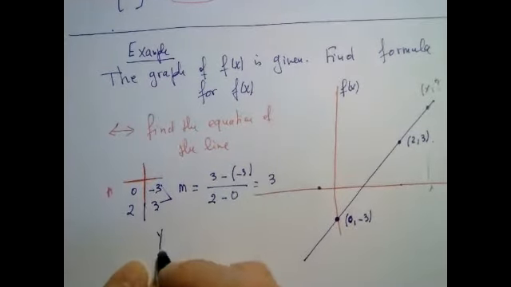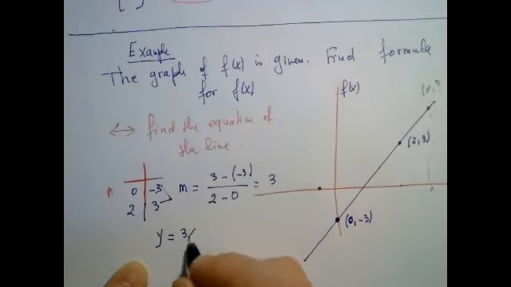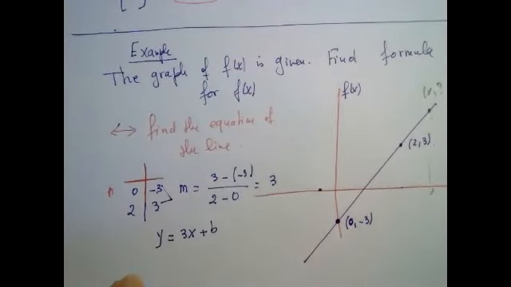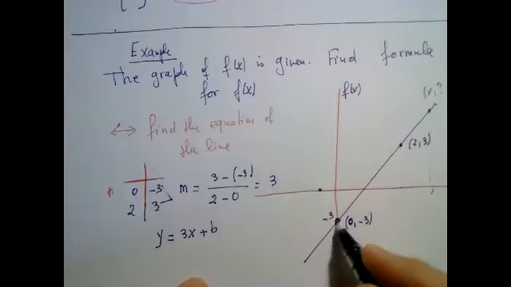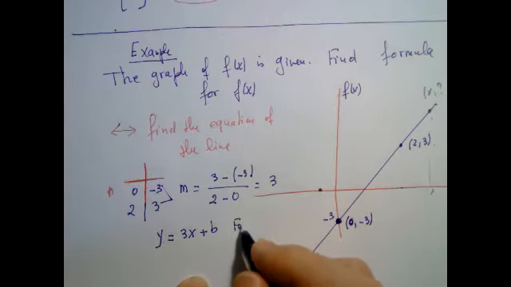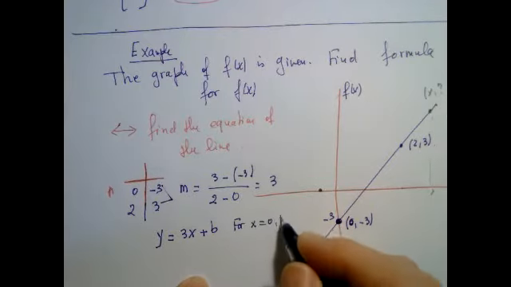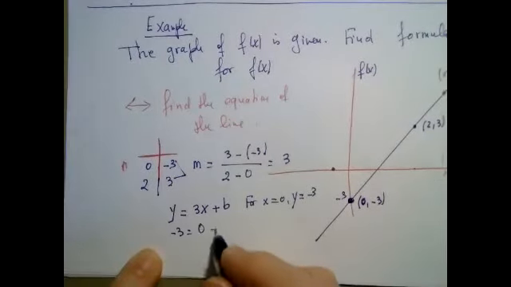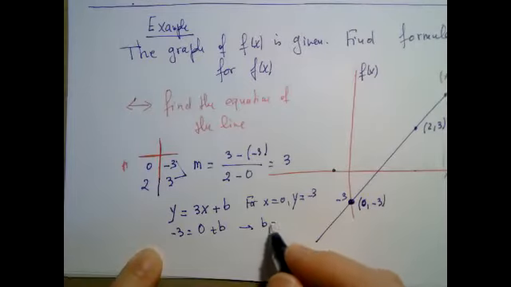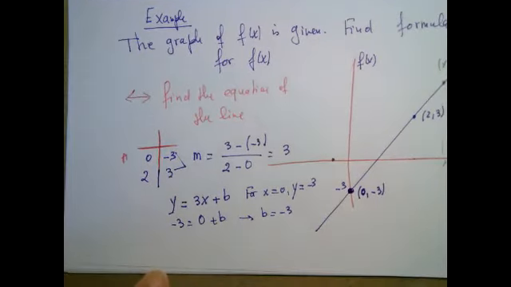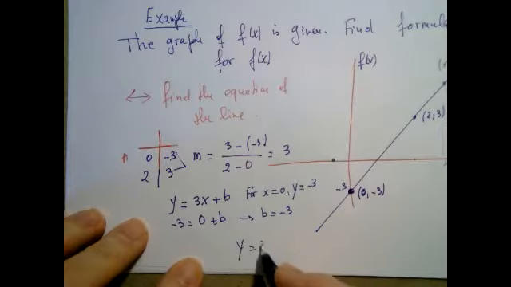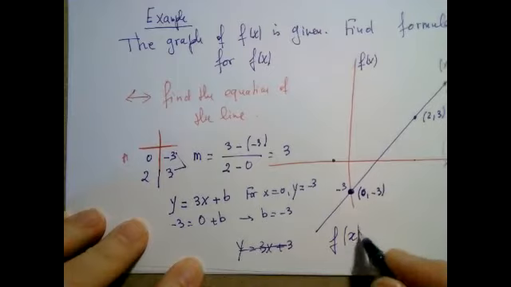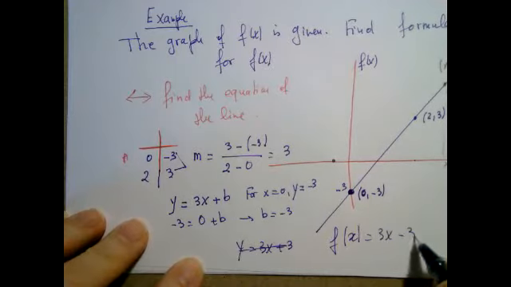So the equation now is 3x plus b. But in this particular problem, b is -3 because for x equal to 0, y is -3. If I plug in -3 for y and 0 for x, I get b. B equal to -3. And this will give me my equation. So it means my function f of x is 3x - 3.